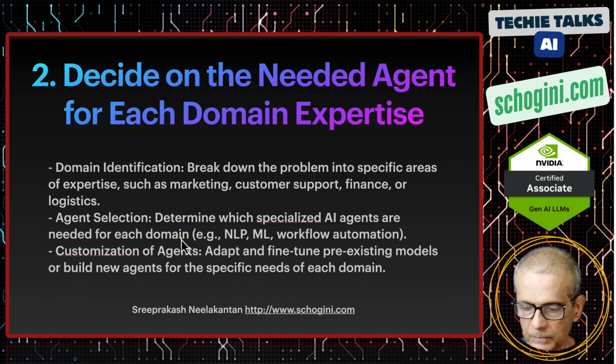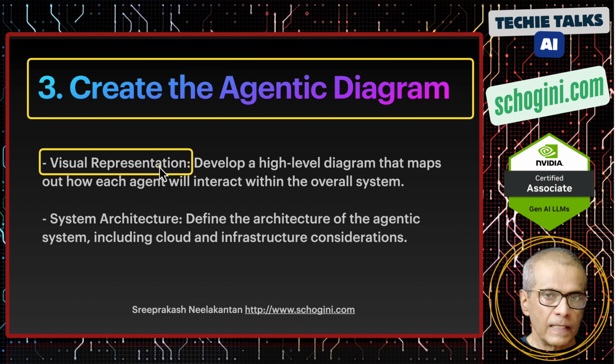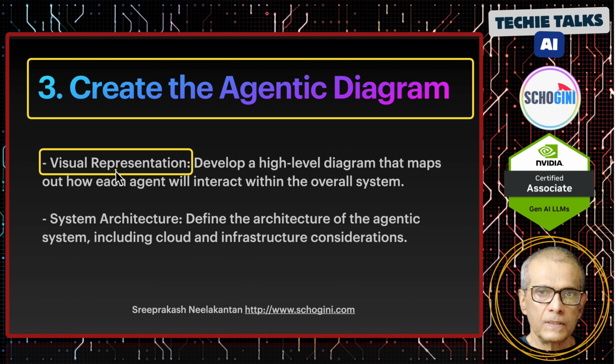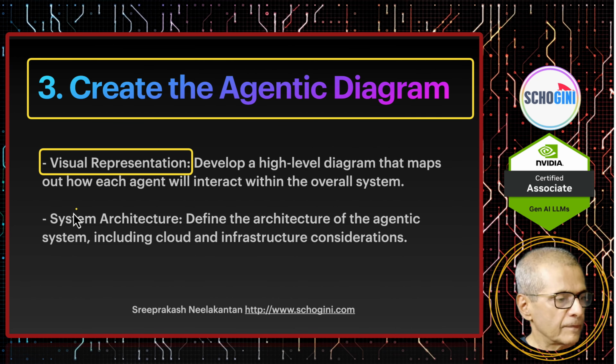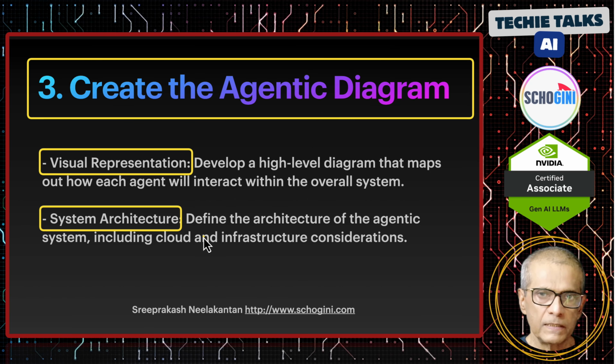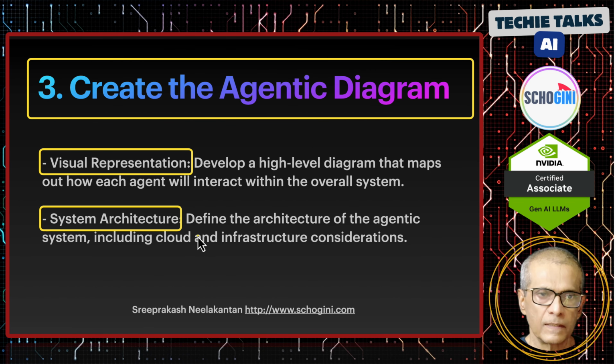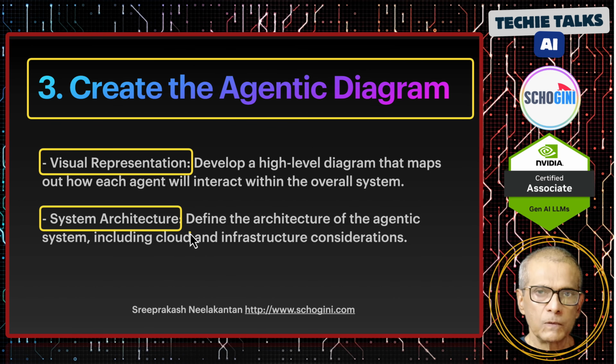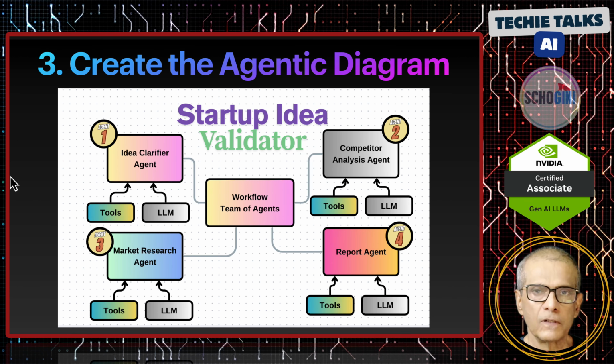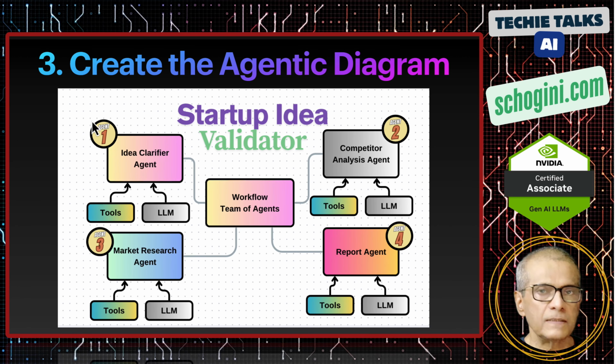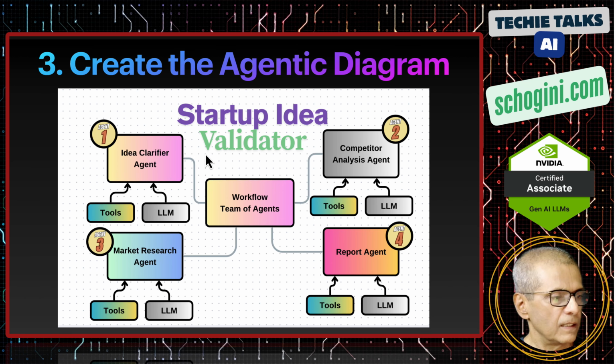Next thing is creating an agentic diagram. This will greatly help because visual representation can bring clarity into the plan of action and also help define the architecture of the agentic system, including cloud infrastructure considerations, etc. So when you represent it in a visual way, you will know the deployment components that we need as well. Okay, so here I have created a diagram for clarity. Create an agentic diagram. So startup idea validator.